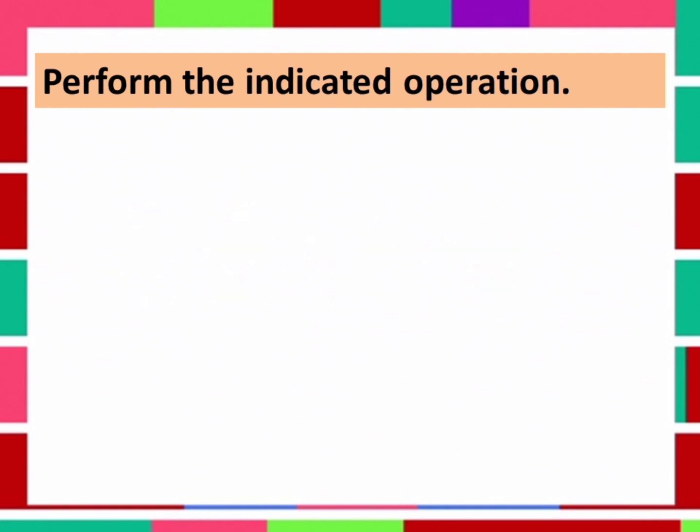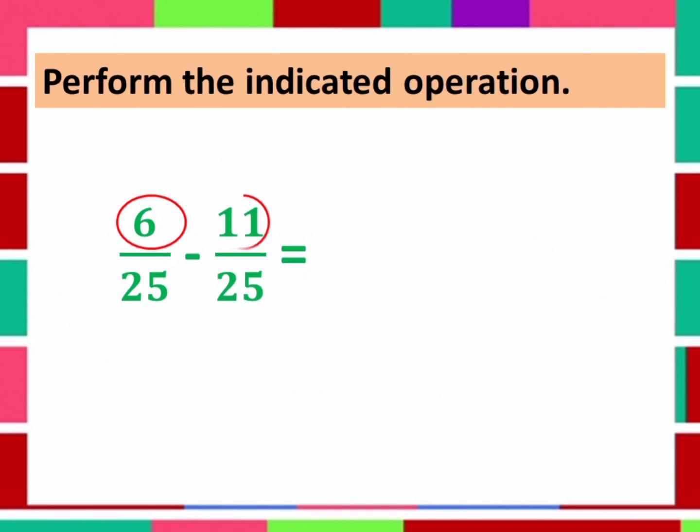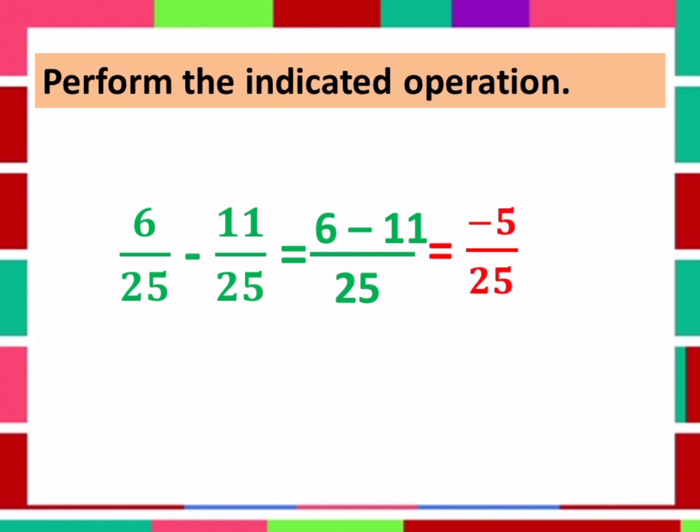Next is 6 over 25 minus 11 over 25. So what you are going to do is 6 minus 11 over 25. Now, let's simplify. 6 minus 11, the answer is negative 5. Then copy 25. Therefore, the answer is negative 5 over 25, or negative 1 over 5 because we reduce it to lowest term.